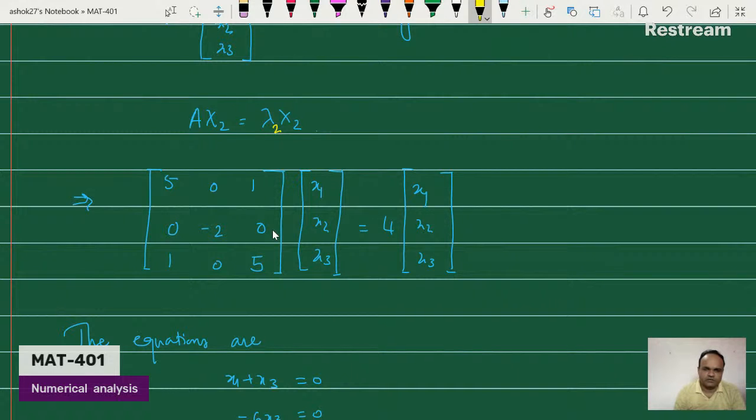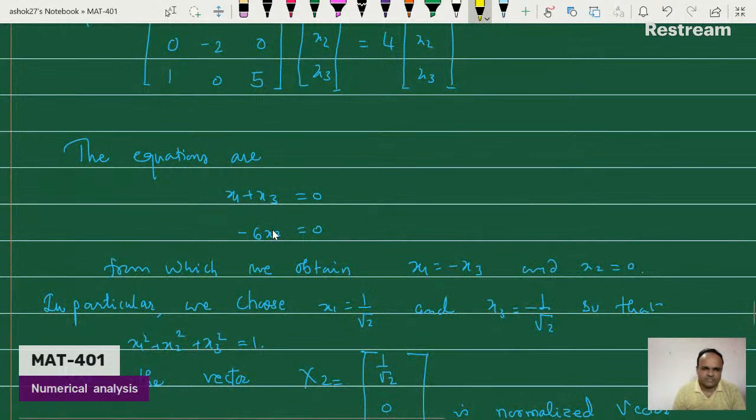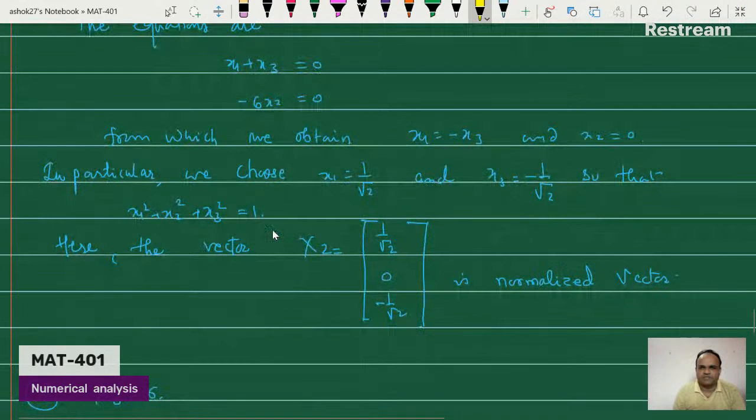So by multiplying and comparing two matrices, you will get equations x1 plus x3 equal to 0 and minus 6x2 equal to 0, from which we obtain x1 equal to minus x3 from first and x2 equal to 0 from second. So this relation is there between x1 and x3, but both are arbitrary. In particular, you can take x1 equal to 1 upon root 2, and so naturally that will imply x3 equal to minus 1 upon root 2. So we are choosing x1 and x3 so that it will satisfy the equation x1 square plus x2 square plus x3 square is equal to 1. So the resulting eigenvector will be the normalized eigenvector. Here the vector X2 can be written as 1 upon root 2, 0, minus 1 upon root 2, which is the normalized form of this eigenvector.